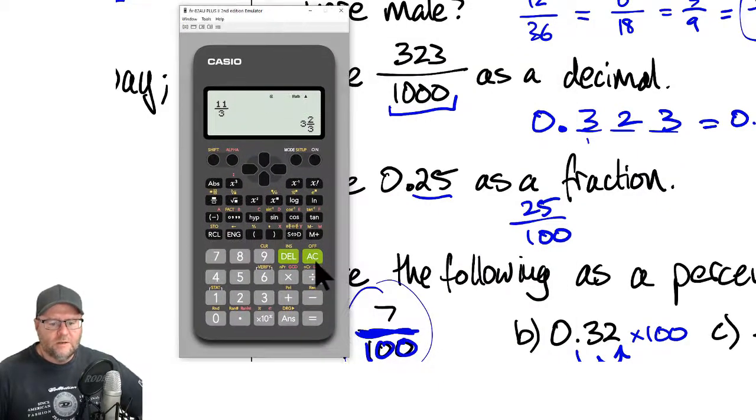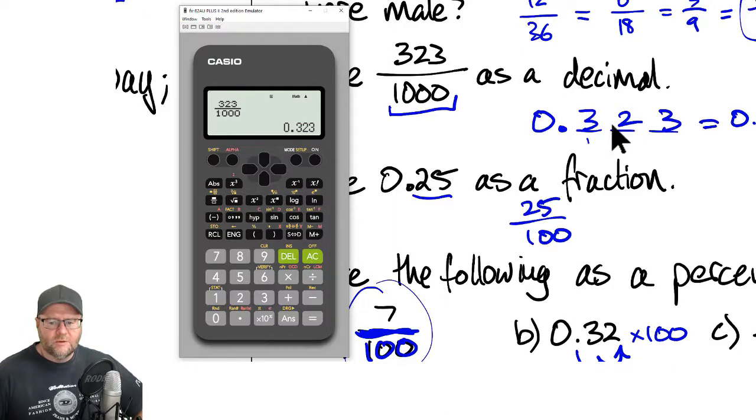All right, 323 over, because make life easy. I'm going to create a fraction, 323 on the bottom was 1,000 equals, now remember my SD button, that puts it as a decimal, right?